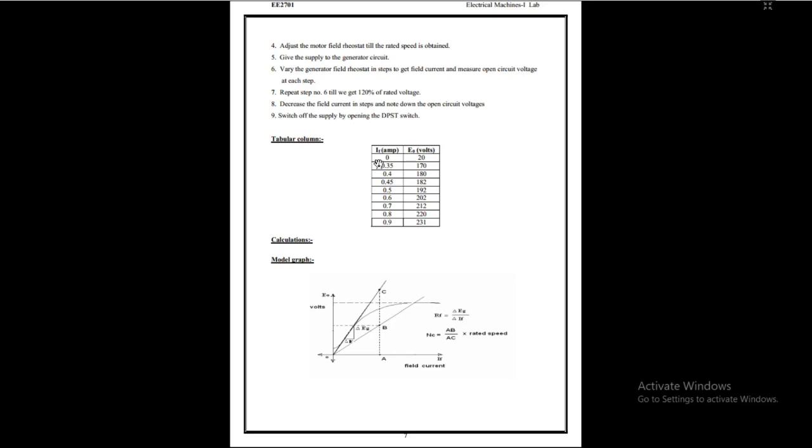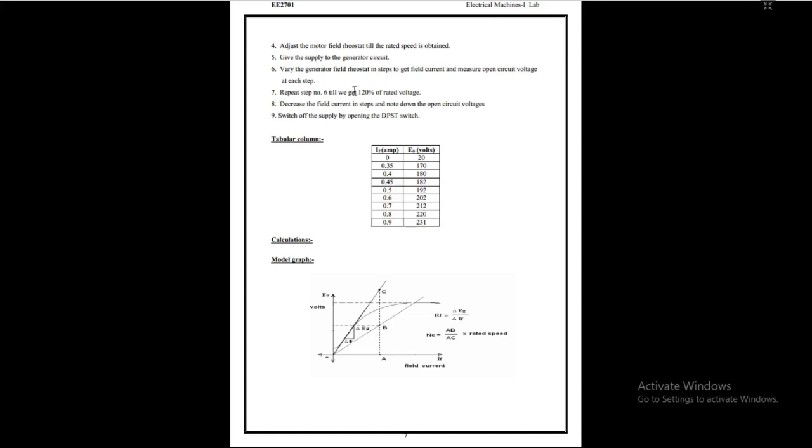Look at the graph here. Initially the field current is 0, and it will still generate 20 volts. Why? Due to the residual magnetism. By increasing the field current, at 0.35 it gives 170, at 0.4 it gives 180, and up to 0.9 it will increase to 231.